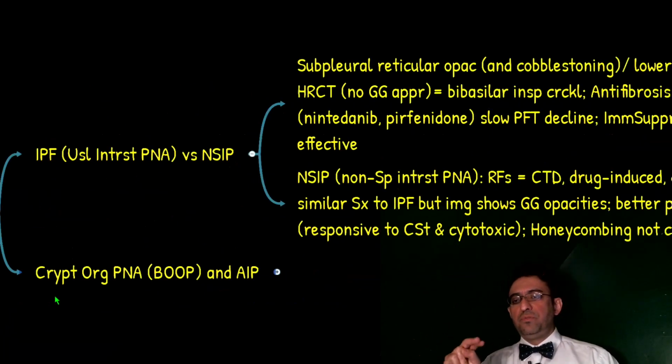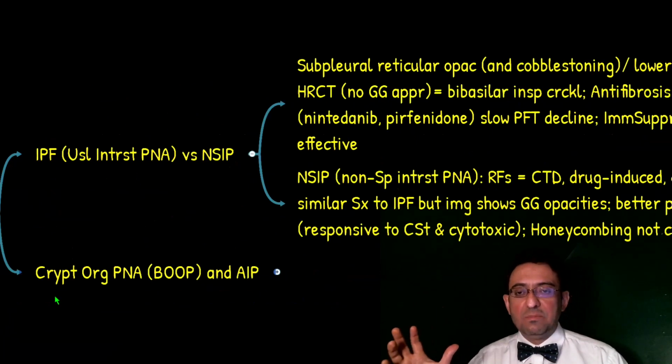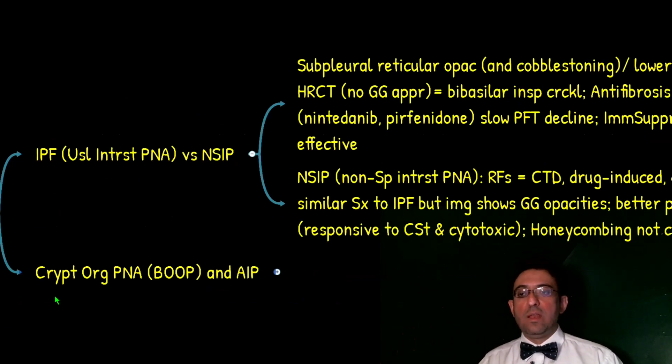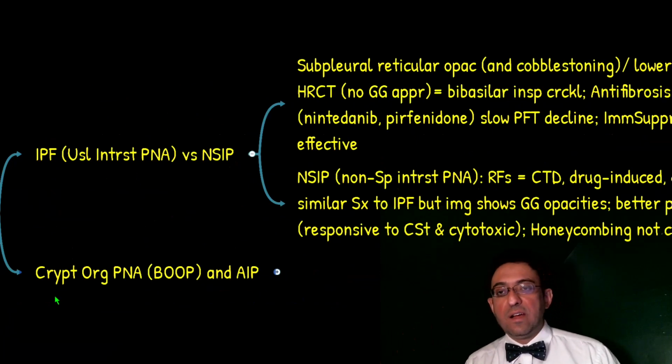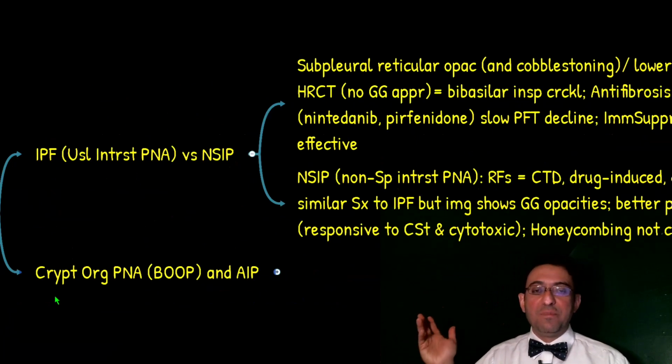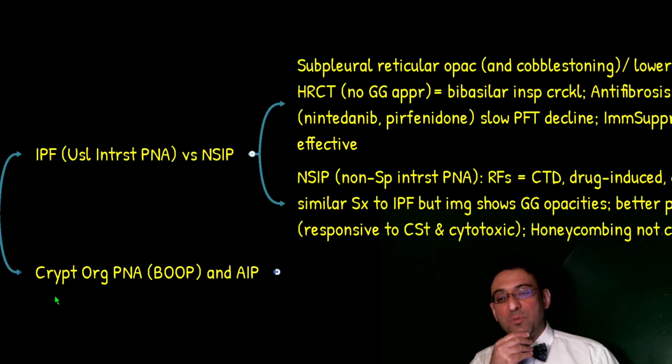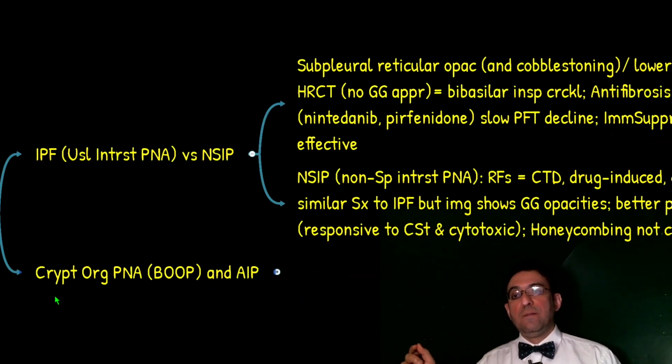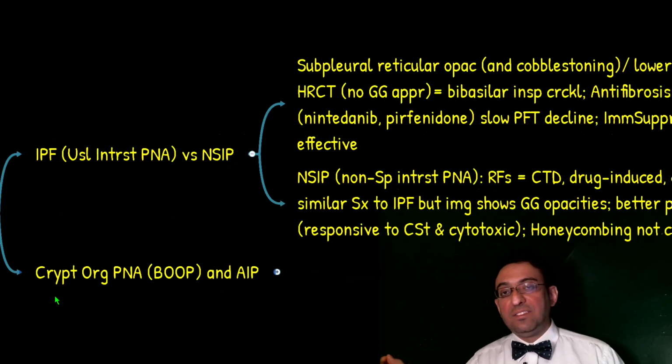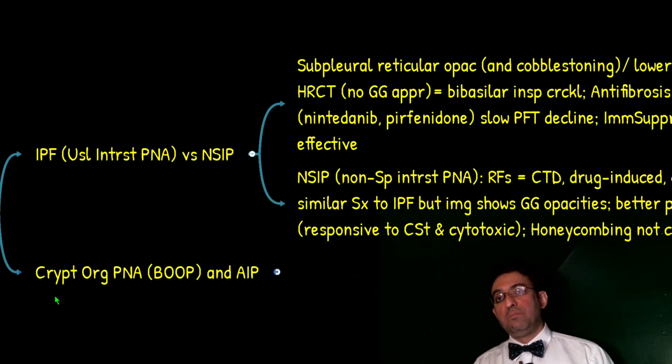Now, we have two final, very difficult names of these interstitial lung diseases, and one is cryptogenic organizing pneumonia. Don't confuse it with desquamative interstitial pneumonia caused by smoking. The other name for this condition is bronchiolitis obliterans associated organizing pneumonia. Don't confuse it again with respiratory bronchiolitis, also known as desquamative interstitial pneumonia, which is a smoking-related interstitial lung disease.